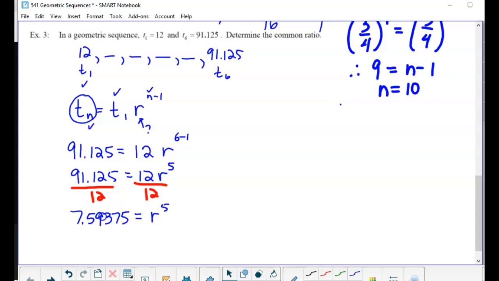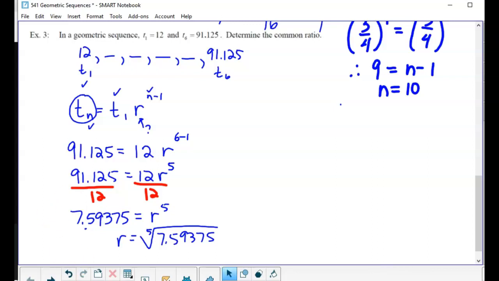Okay, so remember the opposite of raising a number to the exponent 5 is taking the 5th root. So r will be the 5th root of that value. And there's no plus or minus because it's an odd root. So if this is positive here, then r is going to be positive. If it was 4, or 2, then it could be both, either positive or negative.